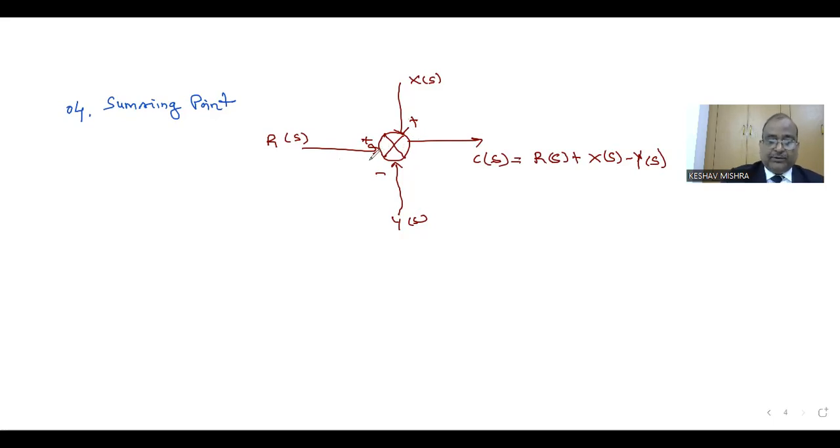So this summing point represents the summation of two or more input signals entering a system. This is called the summing point, the output of the summing point being the sum of the entering inputs. All these inputs are entering at this point. So we can take the output C(s) as the sum of the individual input signals.